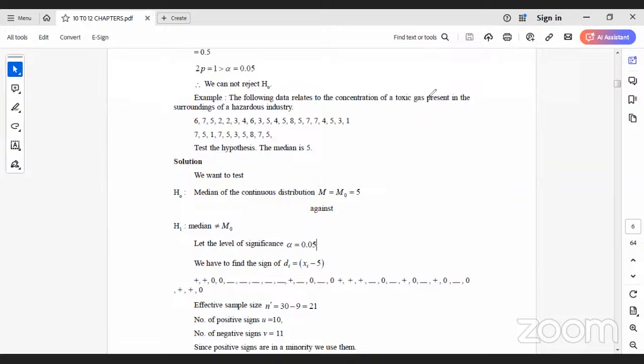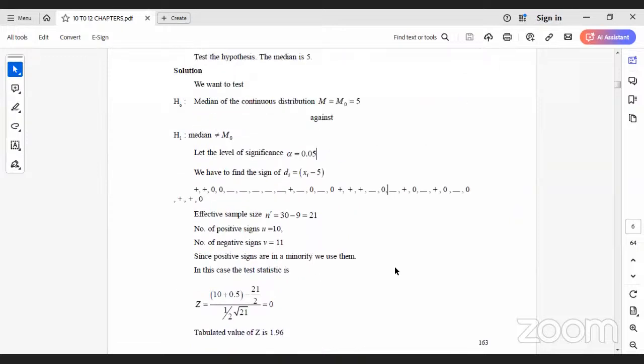So therefore effective sample size total: 1 2 3 4 5 6 7 8 9 10 11 12 13 14 15 16 17 18 19 20 23 26 29 30. So 30 minus 9, negative 9, is 21. So total positive signs 10, negative 21. Because there are 9 zeros here, 1 2 3 4 5 6 7 8 9, when 9 zeros go, 30 minus 9 is 21. So number of positive signs 10 and number of negative signs 11.